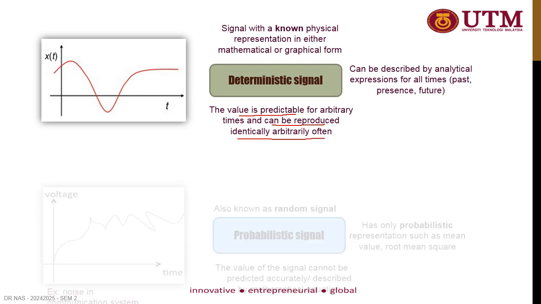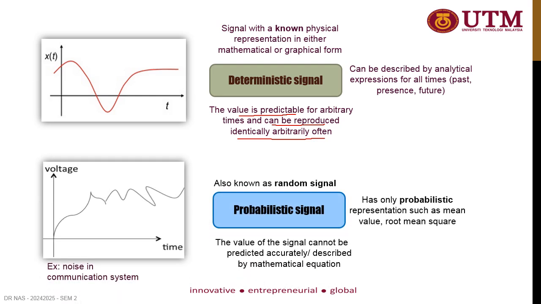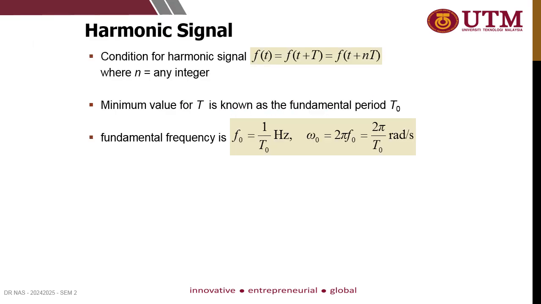However, for probabilistic signal, it's also called random signal, when the value of the signal cannot be predicted. For example, noise. This is the harmonic signal. Harmonic means a repetition of the same signal in sequence. Okay.